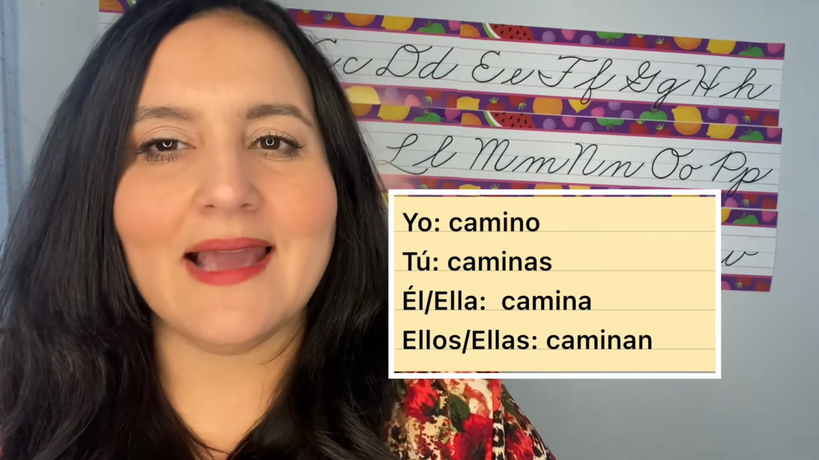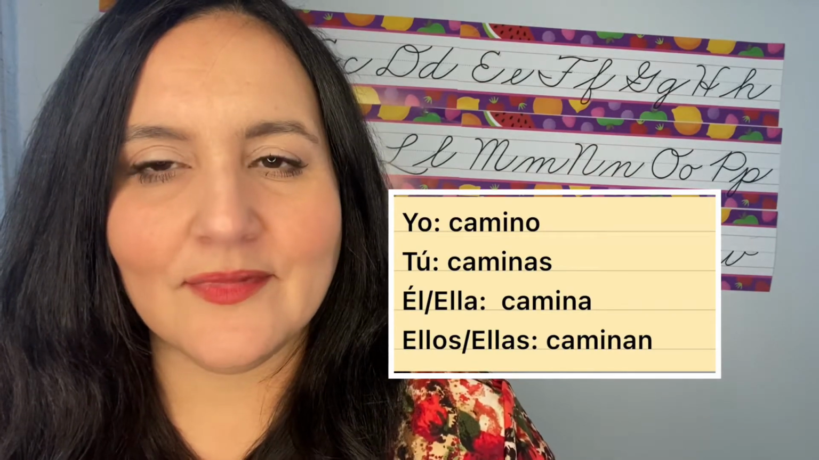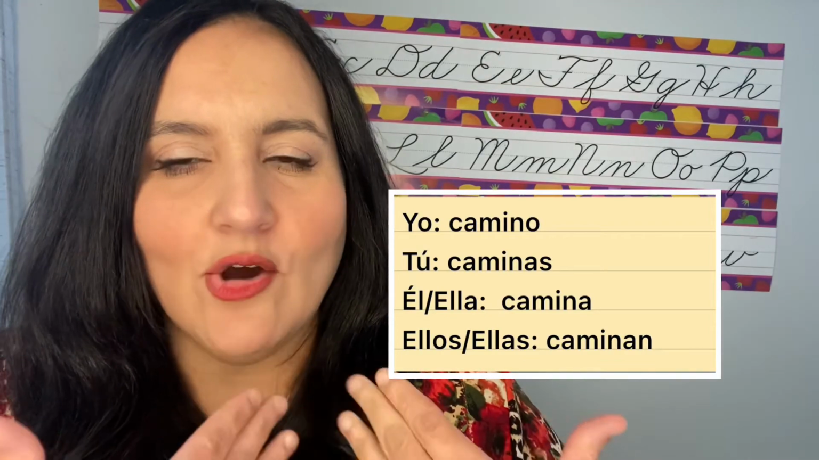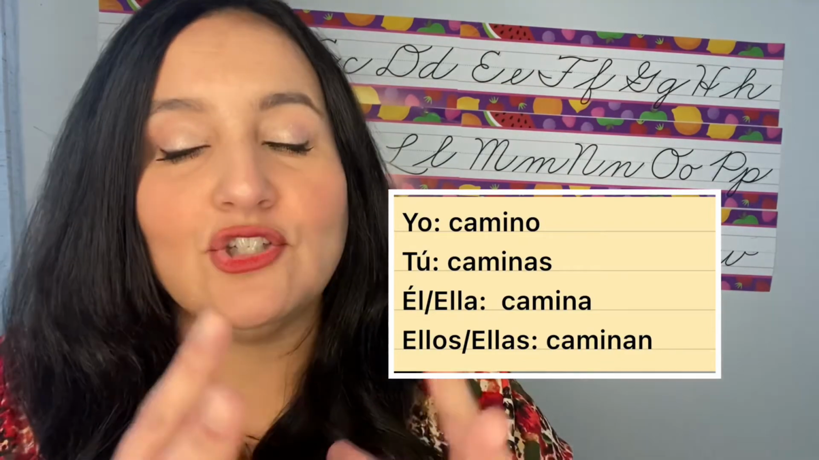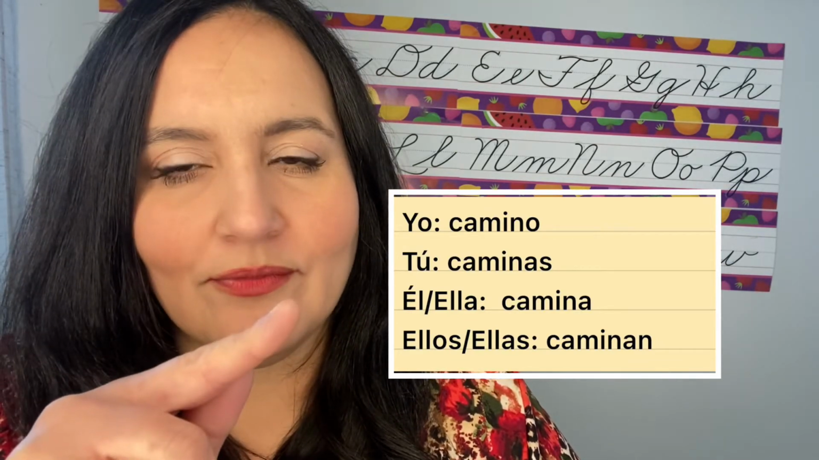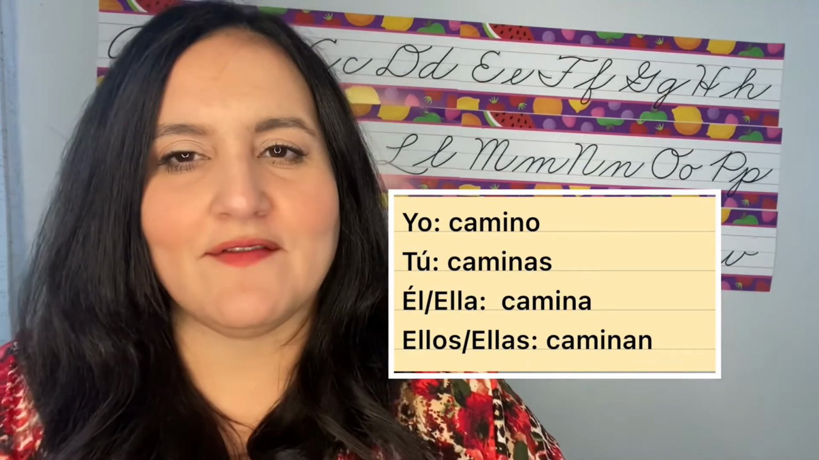Ellos, ellas caminan. If you start noticing a pattern, if you say I, yo, it ends usually with O. You change the ending to an O. Okay, that's the first thing you should have noticed.